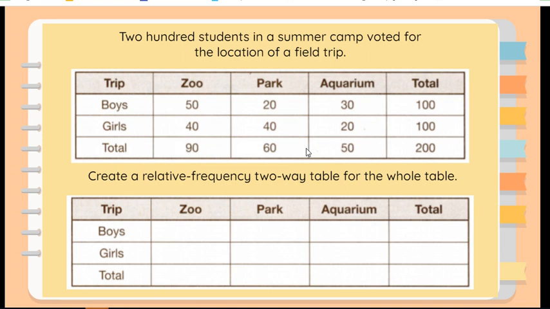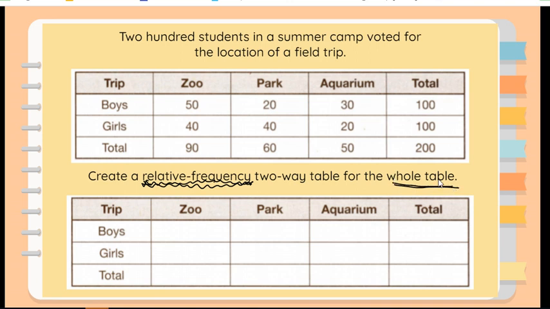Of course, we have our total for each of those at the bottom, and we have our total girls and boys that were surveyed, and our table total of 200, which is how many we surveyed. So in this problem, the directions say, create a relative frequency. Remember, when you see these two words together, you should know that means you're going to have to make a fraction and turn it into a percentage. Okay? So create a relative frequency two-way table for the whole table.